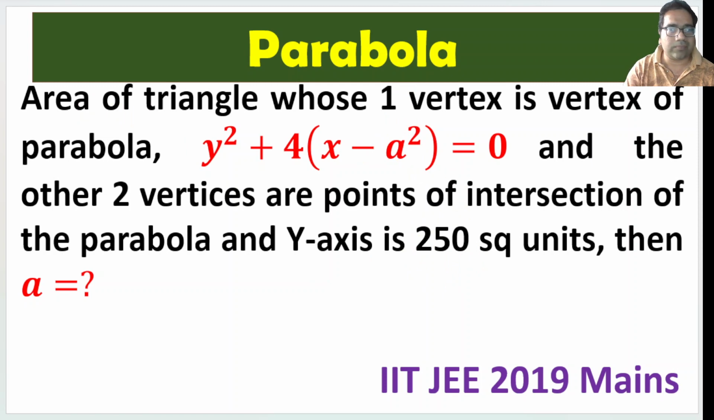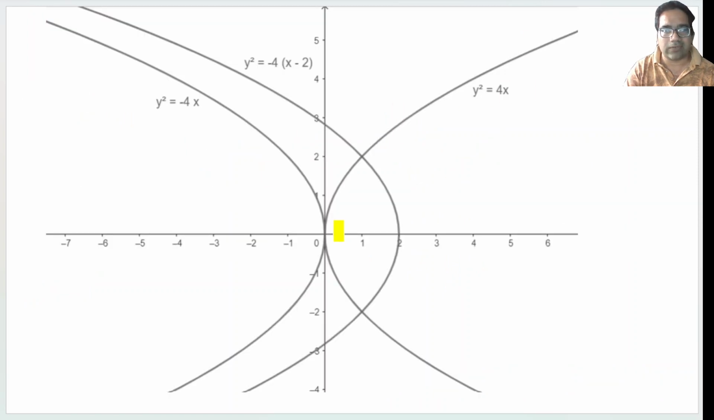Right. We know our parabola y square equals 4x. It looks something like this. And how does y square equals minus 4x look? Opposite of this, the mirror image of this, which will be like this. Y square equals minus 4x. Now, y square equals minus 4 into x minus 2.